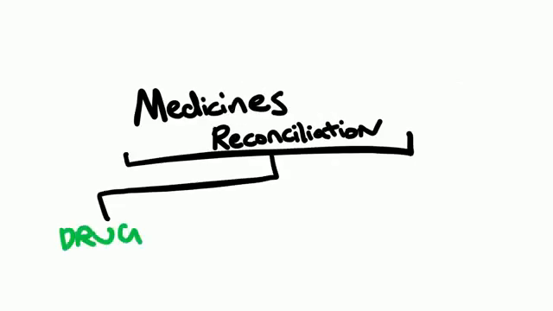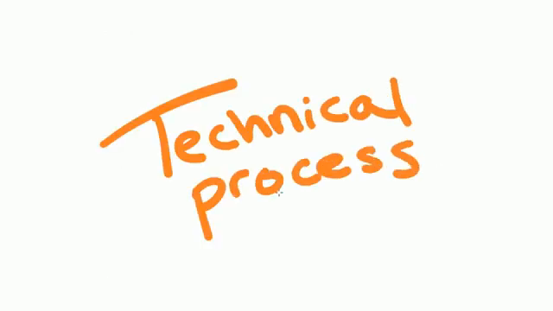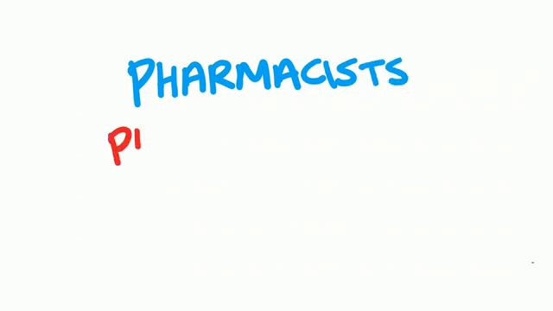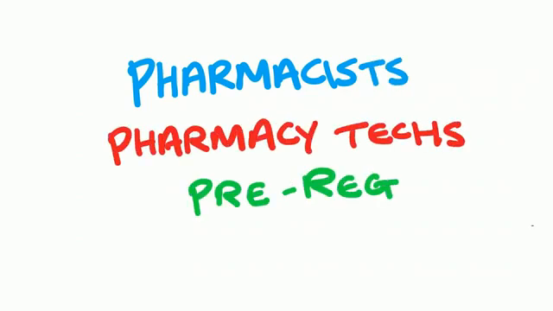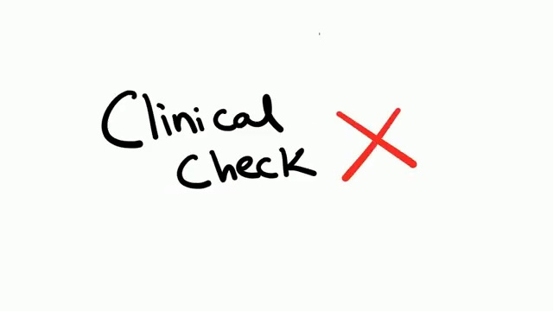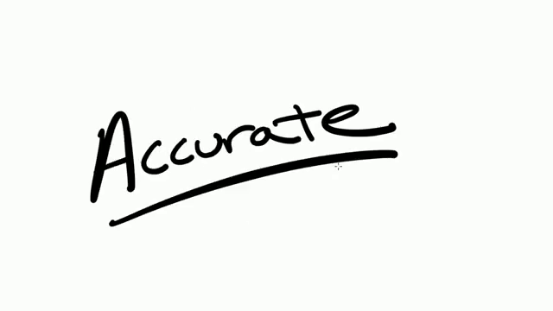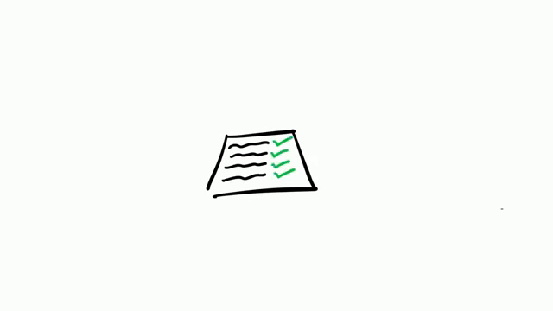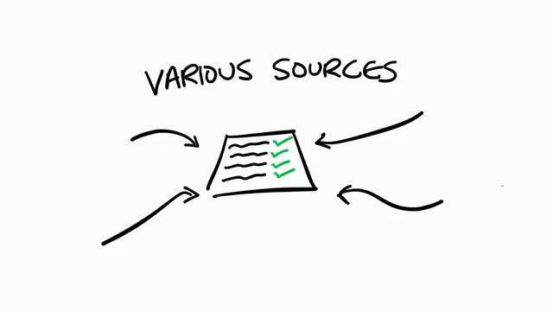A drug history, on the other hand, is a part of medicines reconciliation. It is a technical process that pharmacists, pharmacy technicians and pre-reg pharmacists can do. So it differs from medicines reconciliation as it does not require any clinical knowledge whatsoever. It's just all about being a detective and obtaining an accurate list of medications from various sources that a patient takes on a day-to-day basis.